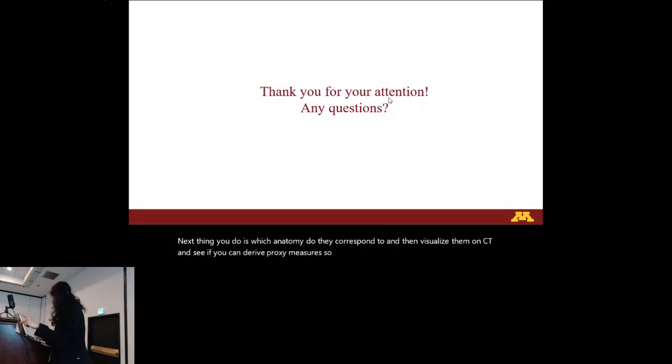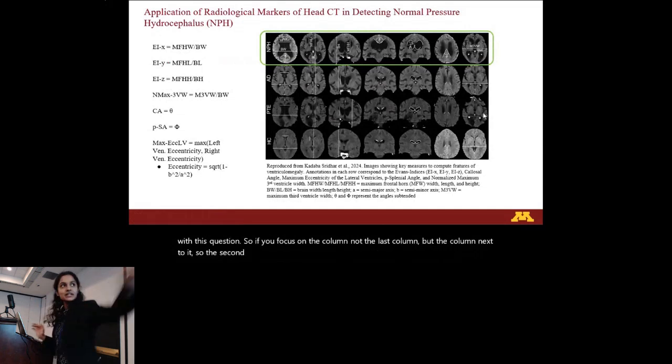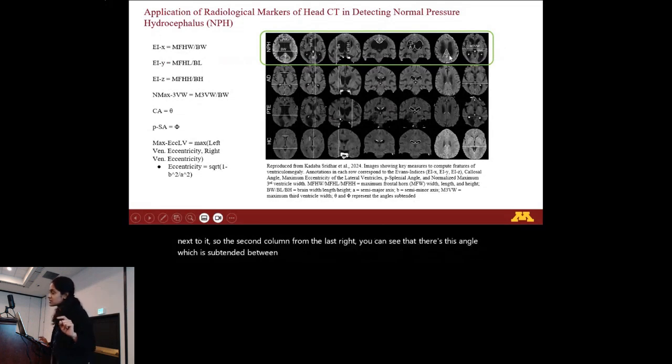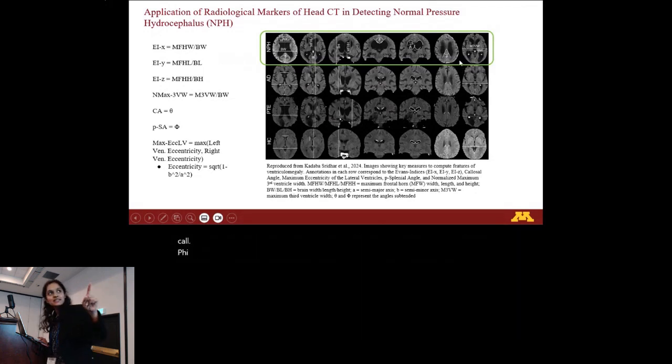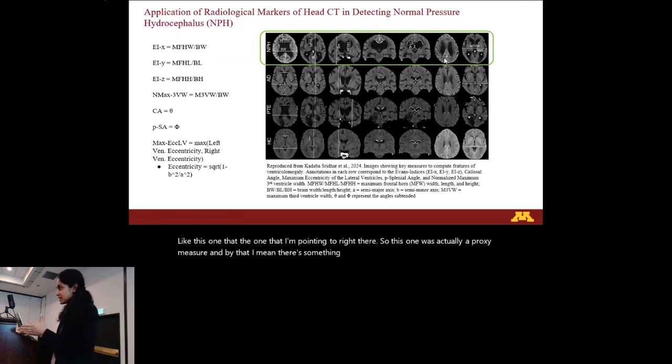I want to give you an example with this question. If you focus on the column next to the last column, the second column from the last, you can see there's this angle which is subtended between the occipital horns of the lateral ventricles. I call it phi. Are you able to see this angle, the one that I'm pointing to right there? This one was actually a proxy measure. By that, I mean there's something called the splenial angle, which measures the angle between the major forceps of your corpus callosum. And that's white matter.